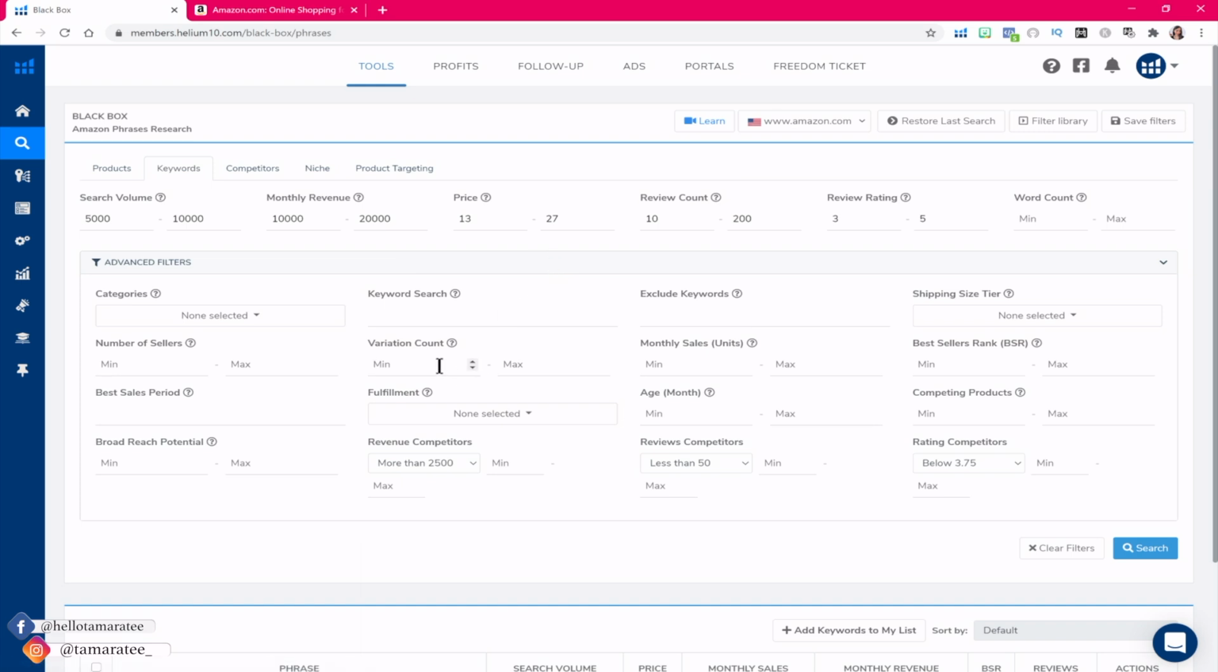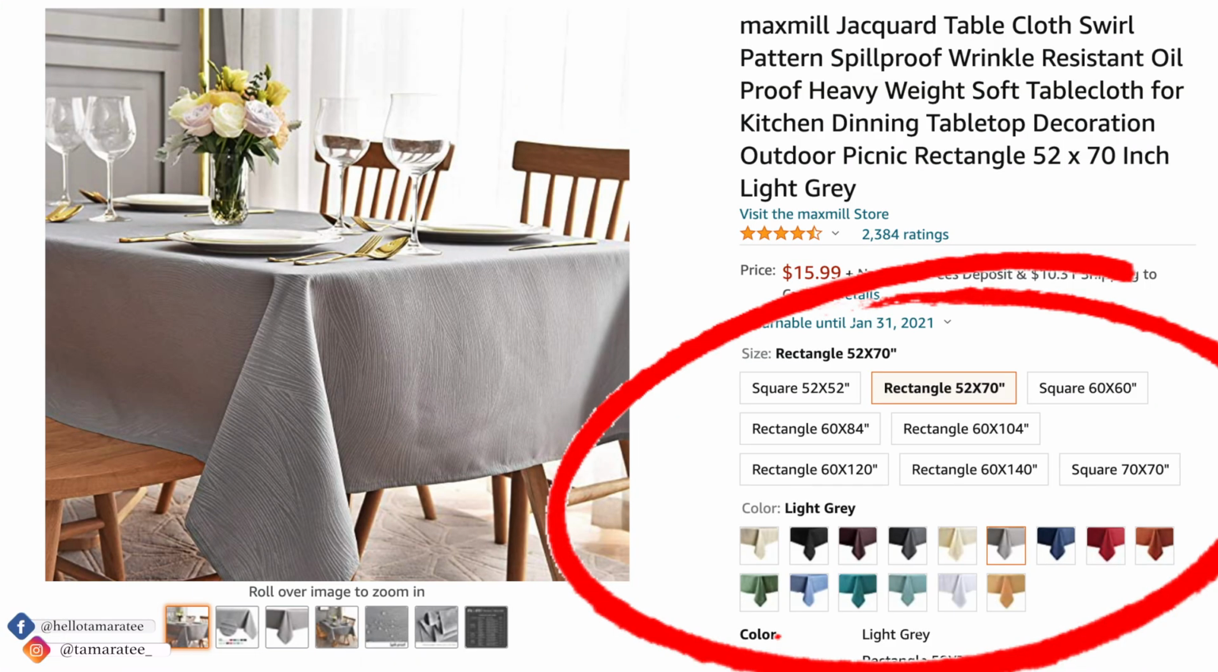So variation count, I always add variation count. Right here, I will put 1, 2, 3. You don't want to sell a product that has way too many variations because it's going to cost you a lot more to start up and it's harder for you to compete. So if someone is selling a tablecloth and they have 20 different color tablecloths and you want to start out with just selling one color variation in a tablecloth, you are just not going to win.